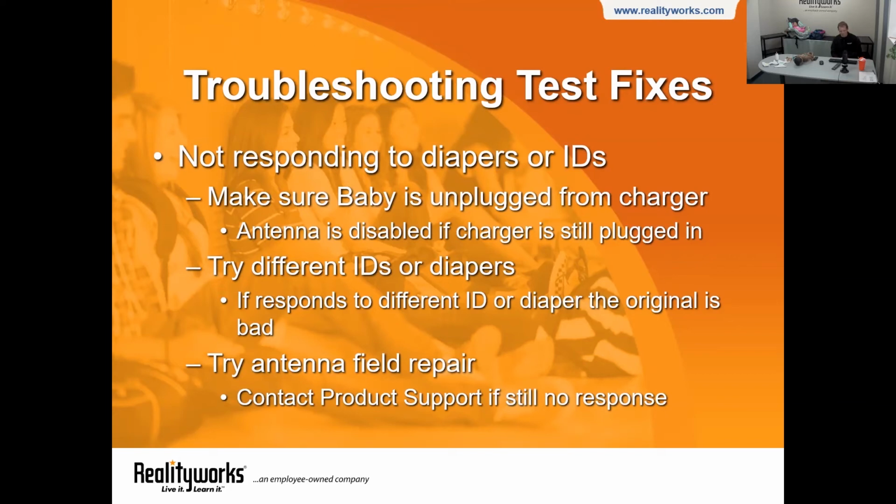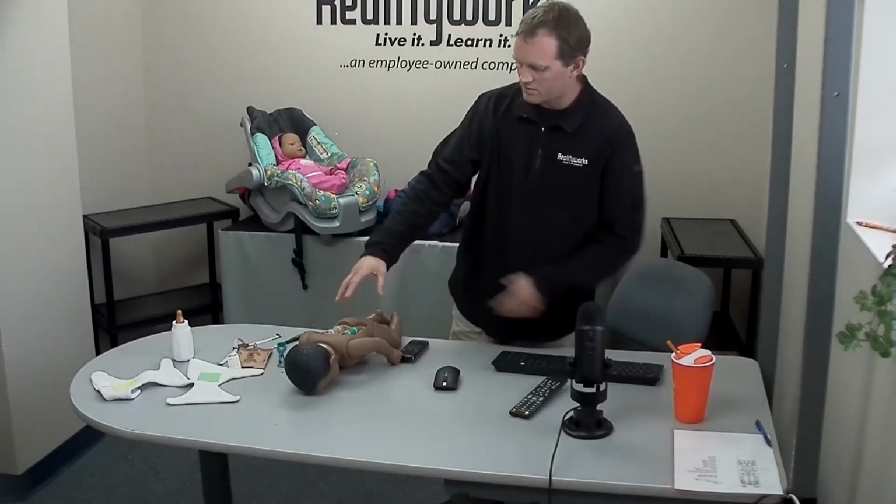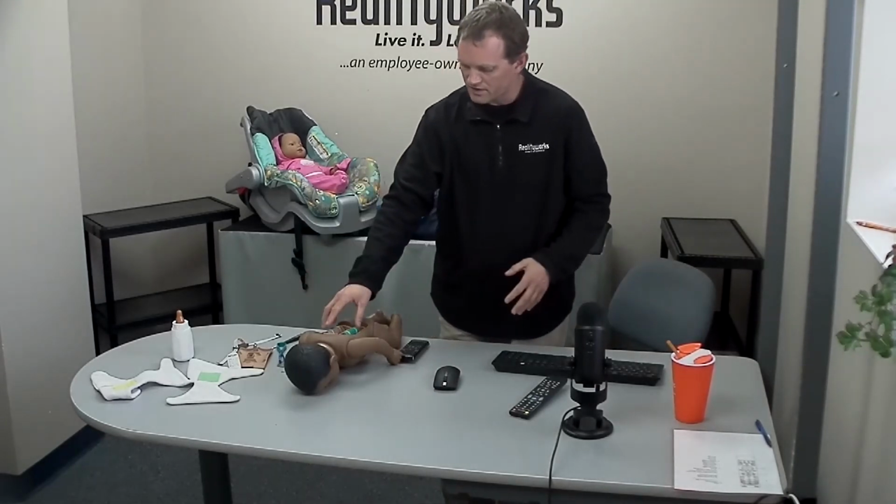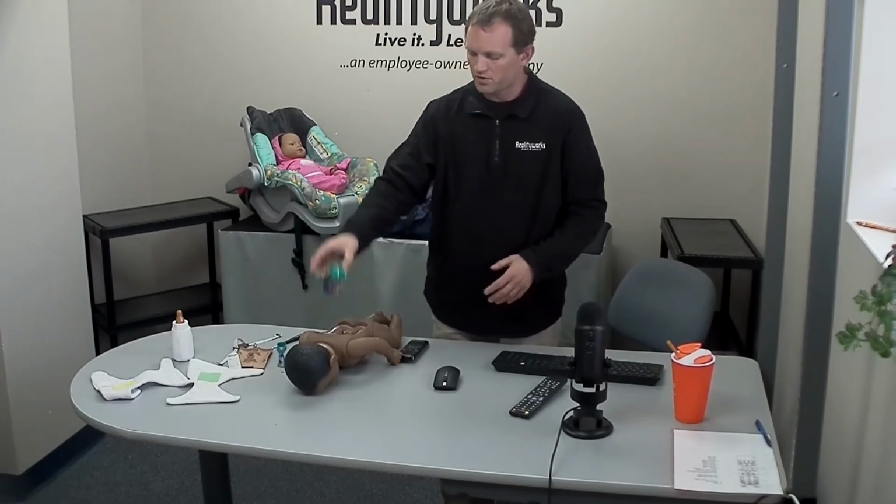And if there's no response with that, contact product support. Now to do the antenna field repair, just like with the rough handling sensor repair, you'll want to remove the electronics. So I still have the baby unassembled right here, but you'll remove the electronics, pull it out.